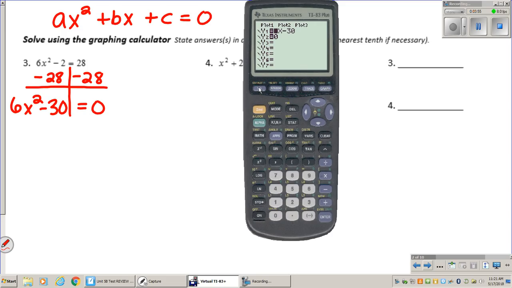Okay, I have a line, so let me check my... Oh, I left off the square, so hold on just a second. That's why I got a linear equation. Okay, so here's the graph. So we definitely have 2 solutions.